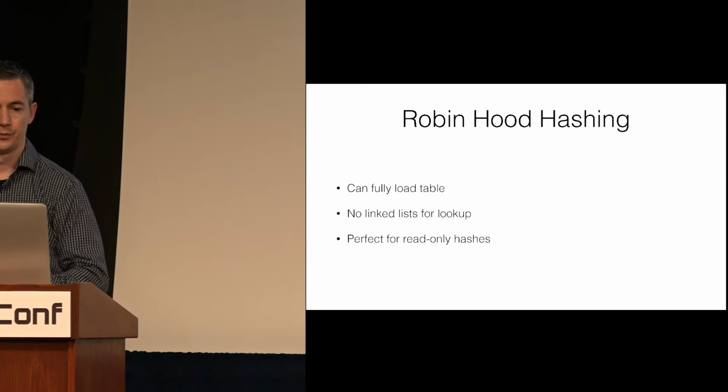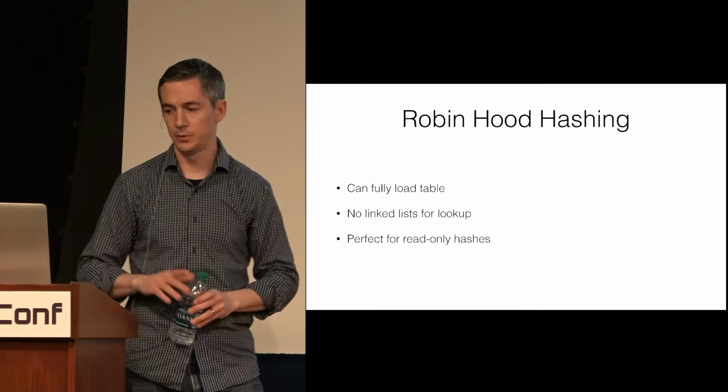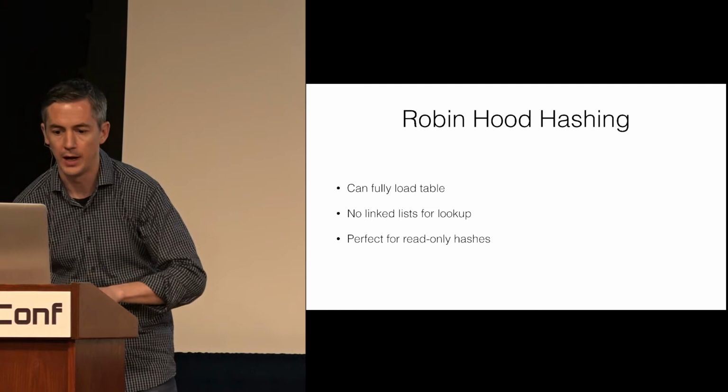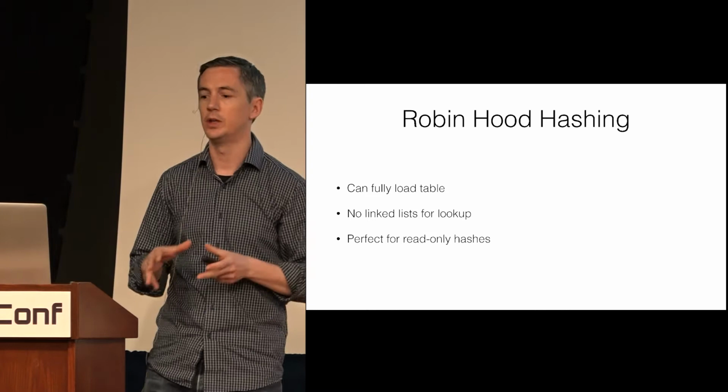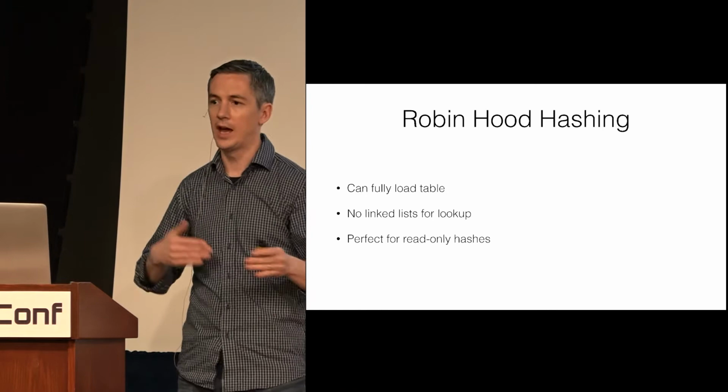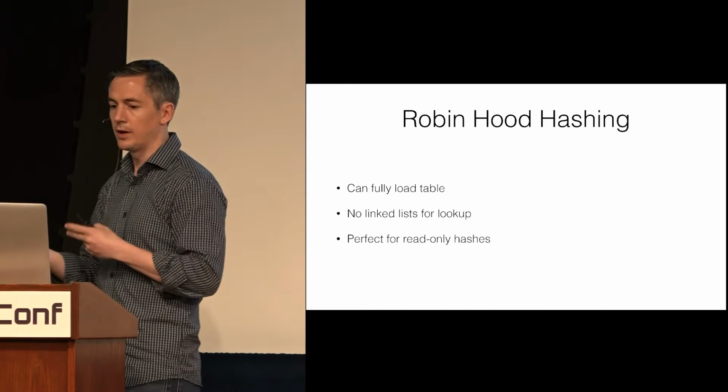So the technique that we used, and this one is really interesting. I had never heard about this technique up until like last fall or summer. It's called Robinhood hashing, so it's been around for a while. But it has some advantages to it that actually fit our use case really, really well. You can fully load a table. Normally with a hash table, you want to have extra space so you don't have a bunch of collisions, because if you have hash collisions, then it gets more expensive to do lookups, right? So we don't have to keep linked lists for lookups.